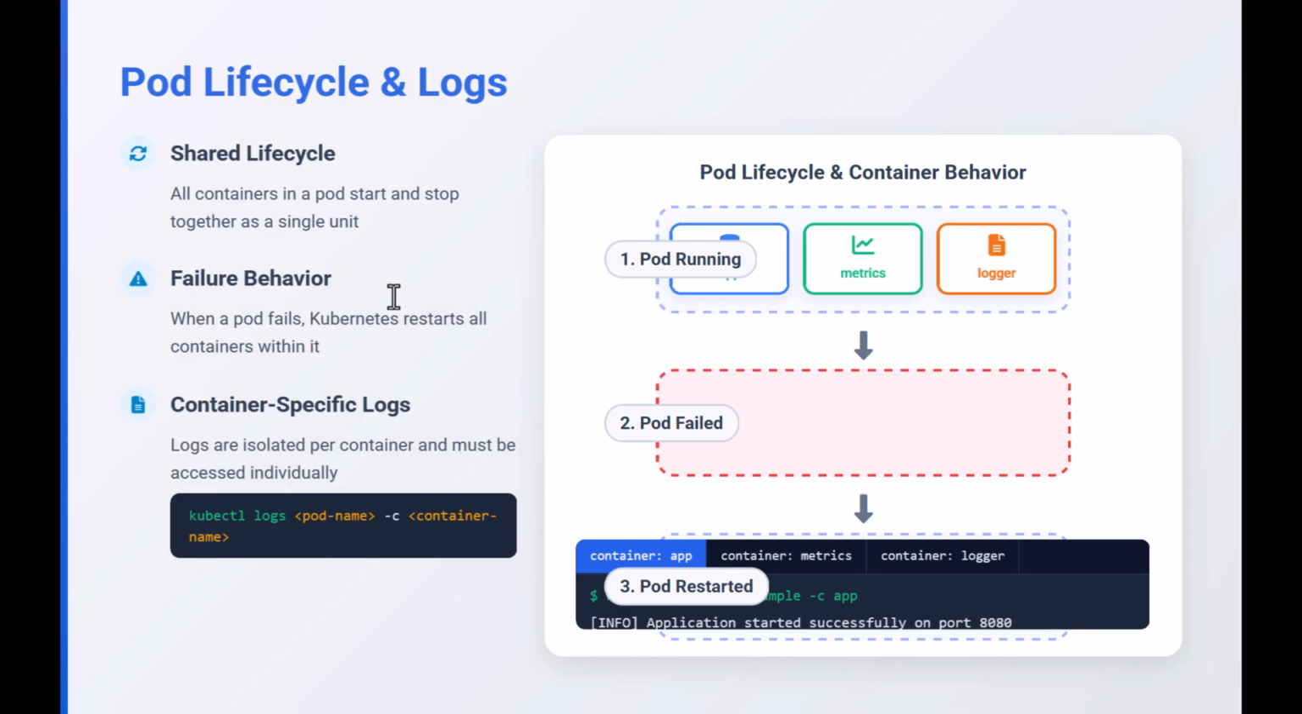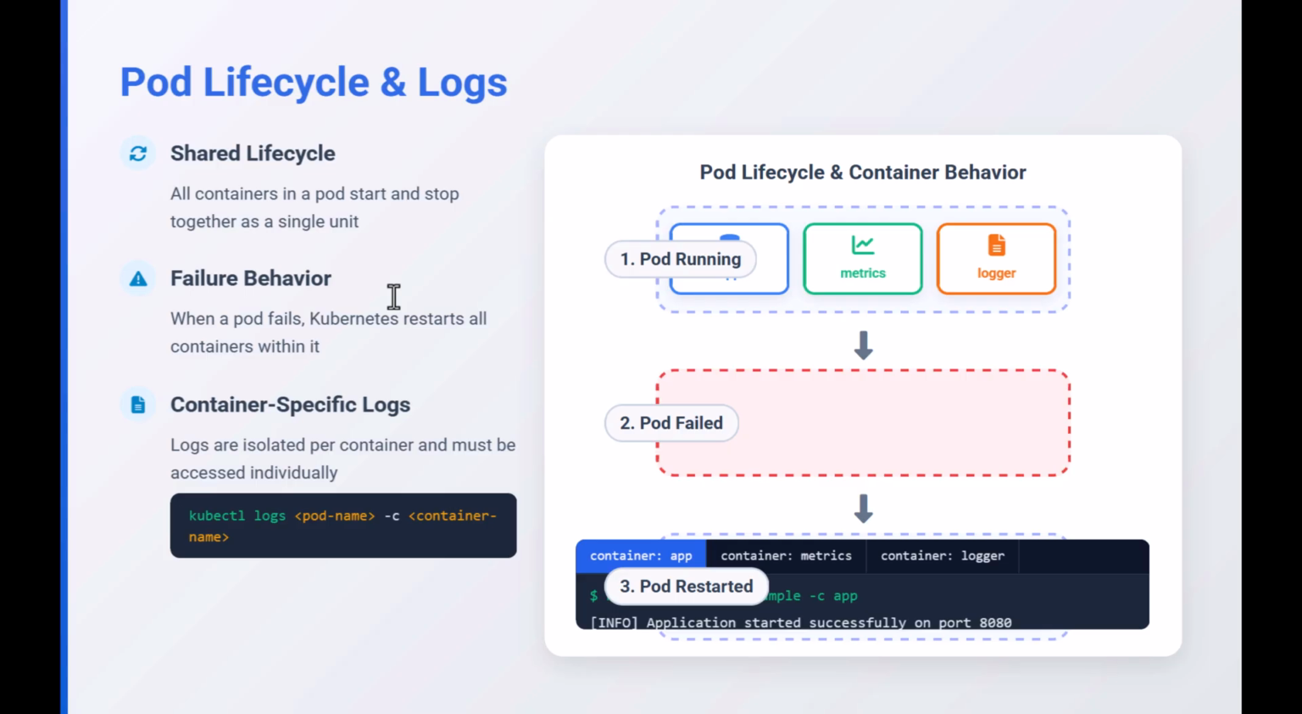But what happens if something goes wrong? That brings us to failure behavior. If any part of the pod fails, like one container crashes, Kubernetes will restart the entire pod. All containers inside it will go down and come back up together. This ensures everything remains in sync.